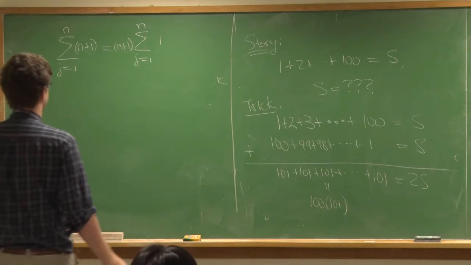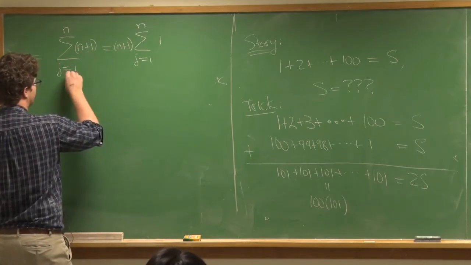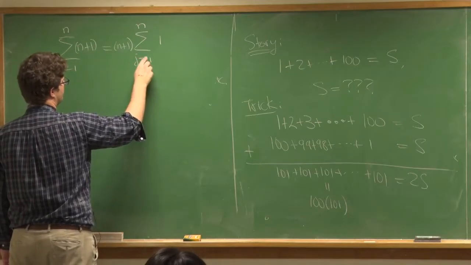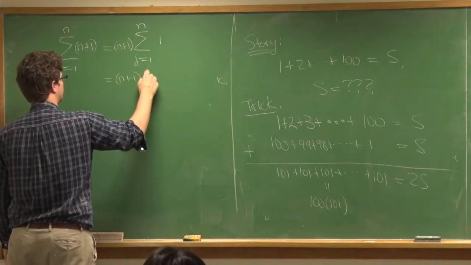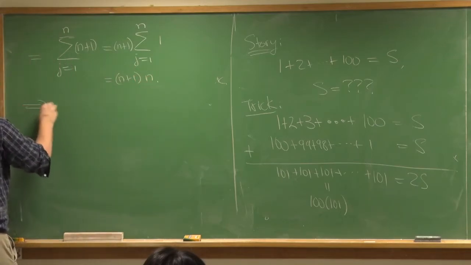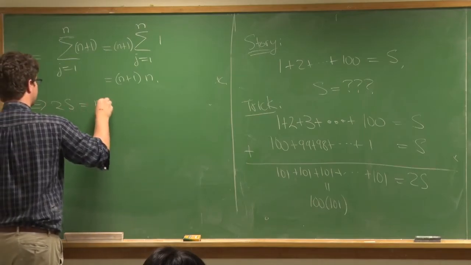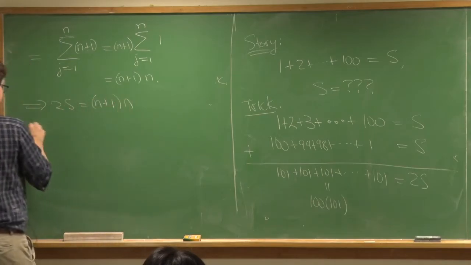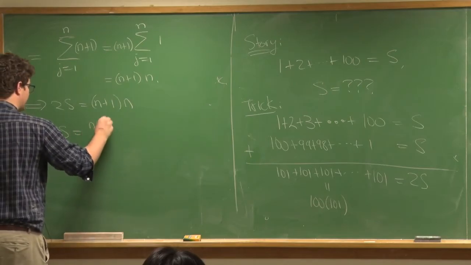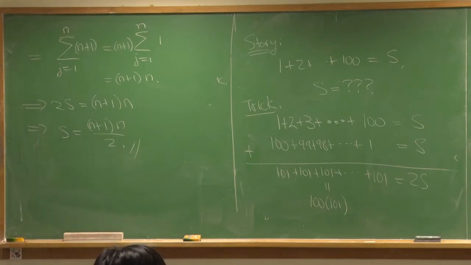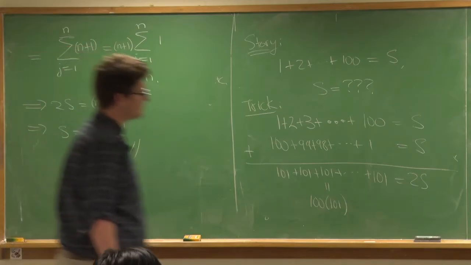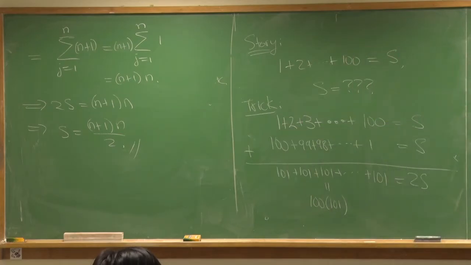And so now you can pull this out because it doesn't depend on j. And now when you sum 1 n times, that's the same thing as n. So this tells us that 2s is equal to n plus 1 times n, which tells us that s is equal to n plus 1 times n divided by 2. So that's using the summation notation. It's the exact same thing, but just with the sigma.